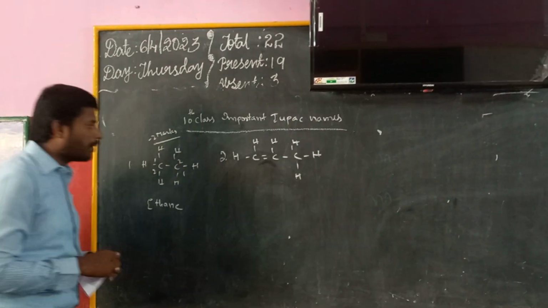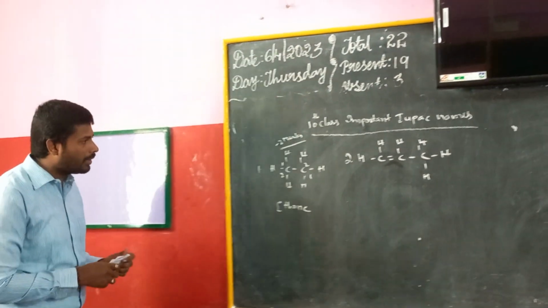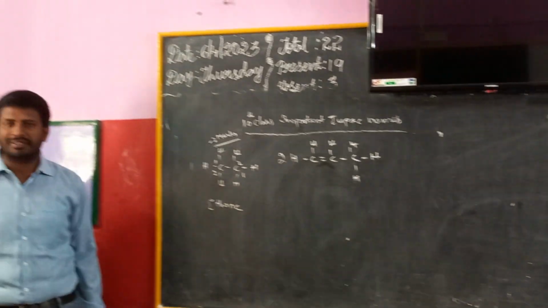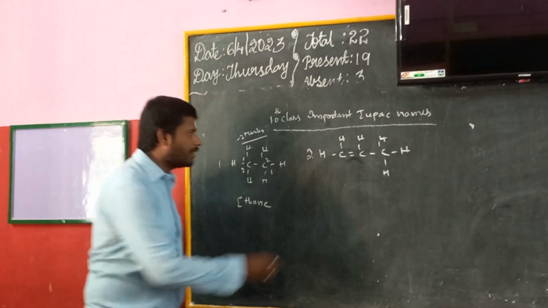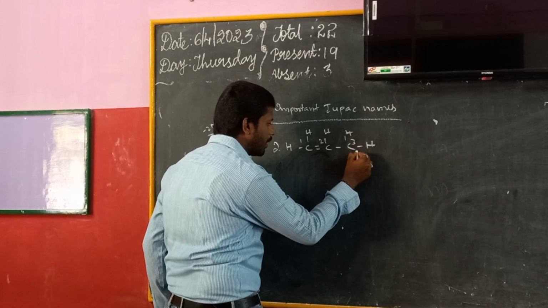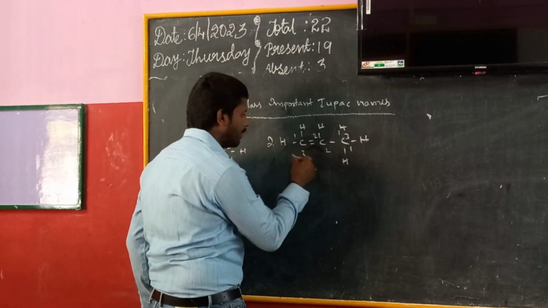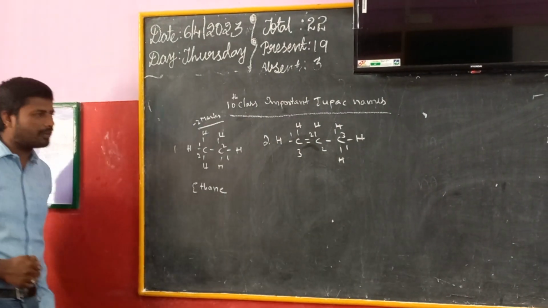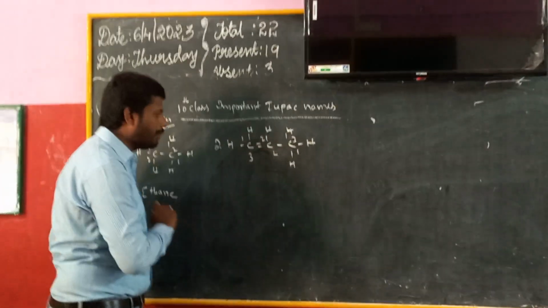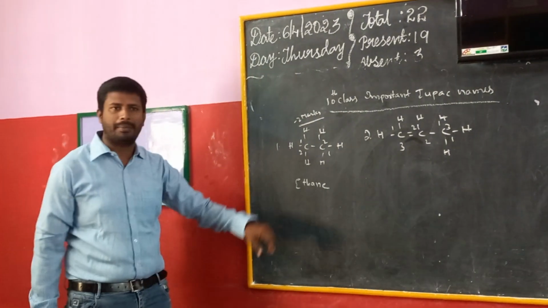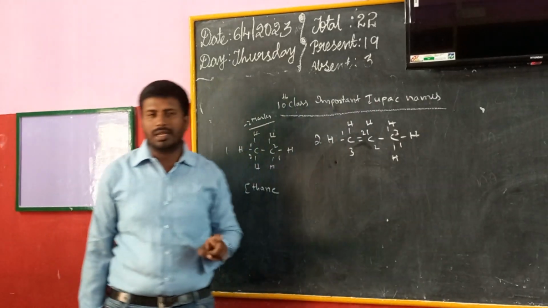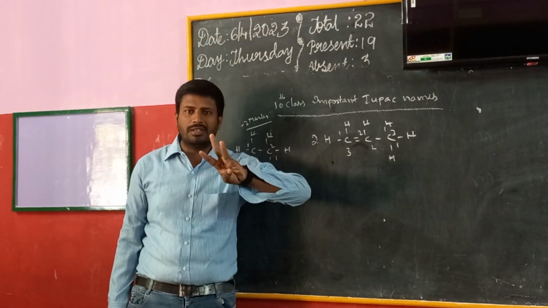One more example. First of all, we have to give numbering. The numbering is 1, 2, 3. And from this side also you have to give numbering 1, 2, 3. See, every time we have to take the lowest numbering. See here, it is a double bond. First of all we have to find out how many carbon chains are there. 1, 2, 3. 1 means meth, 2 means eth, 3 means prop.